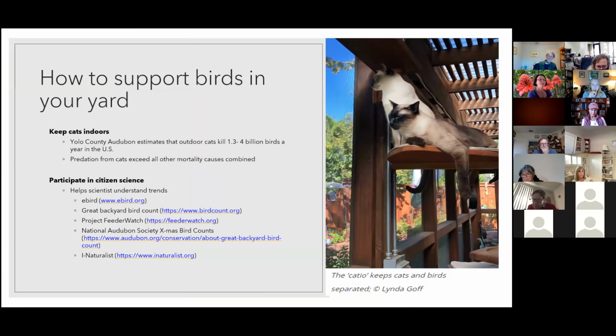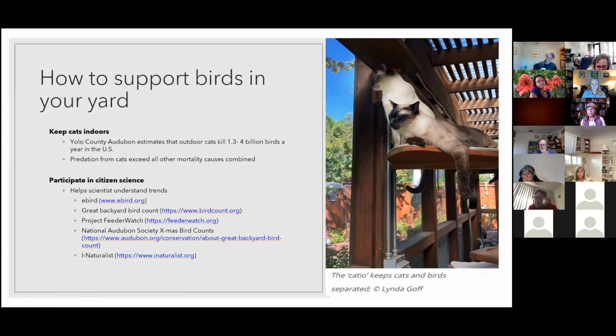A fun idea I found here, and I actually saw this when we just got back from Germany: somebody had enclosed their outdoor balcony with one of these screens and had all these cat platforms to watch out there. So it was fun. I should have taken a picture of that.